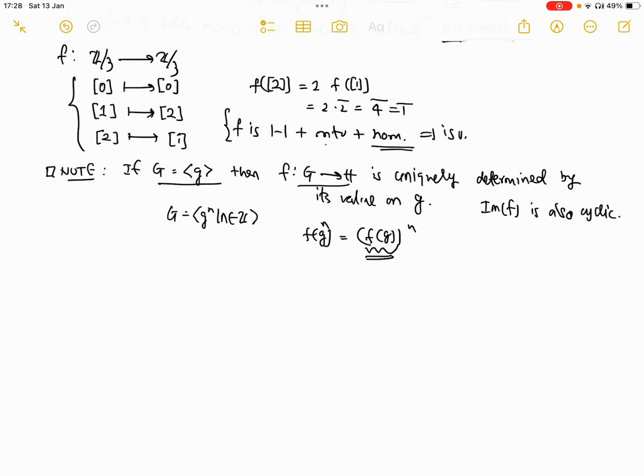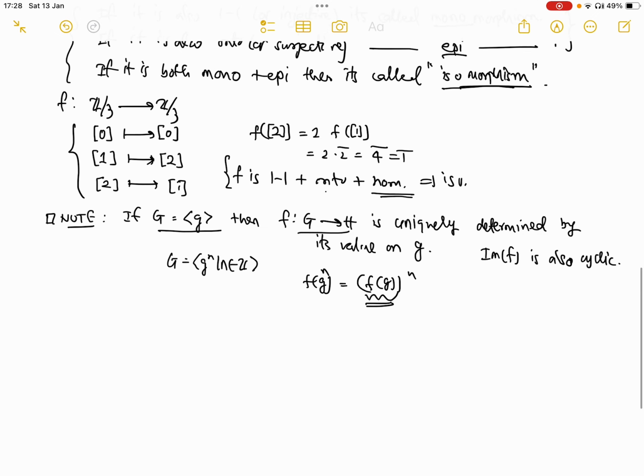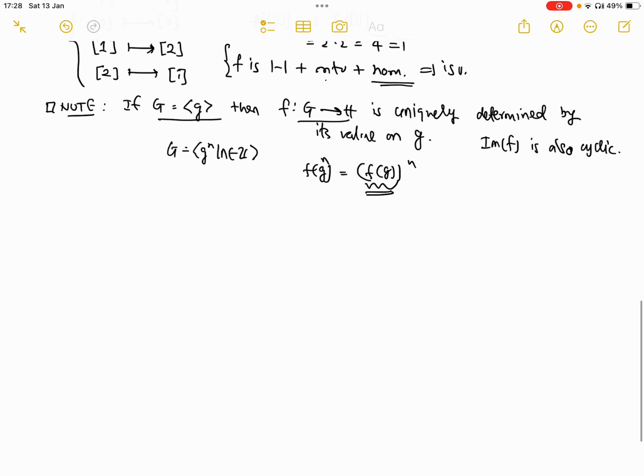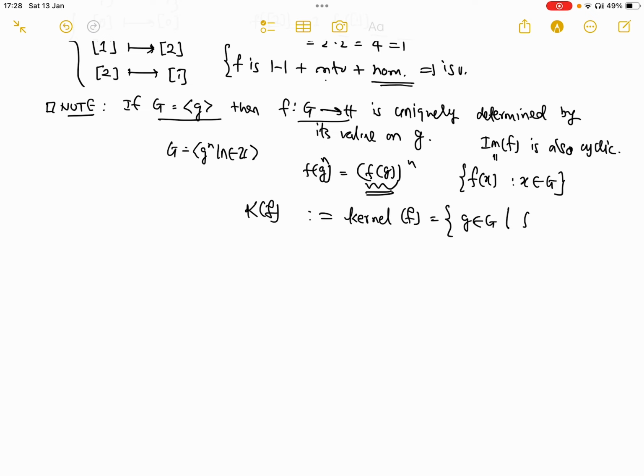Now let's see if we can talk about something more. Oh yeah, let me now define. What is the image of f? I've not defined it. It's basically the range of f, meaning f of x, where x is in G. So that is precisely the meaning of image. And also we have the notion of kernel of f. As shorthand, I will denote it by k of f. These are all elements of the domain that f sends to the identity of the codomain.